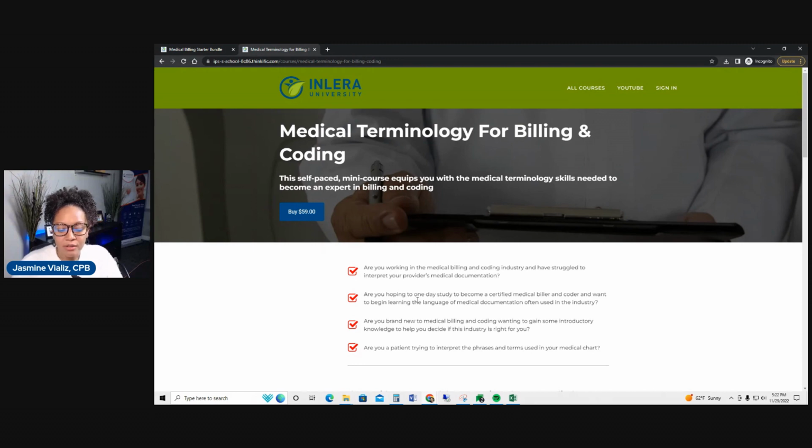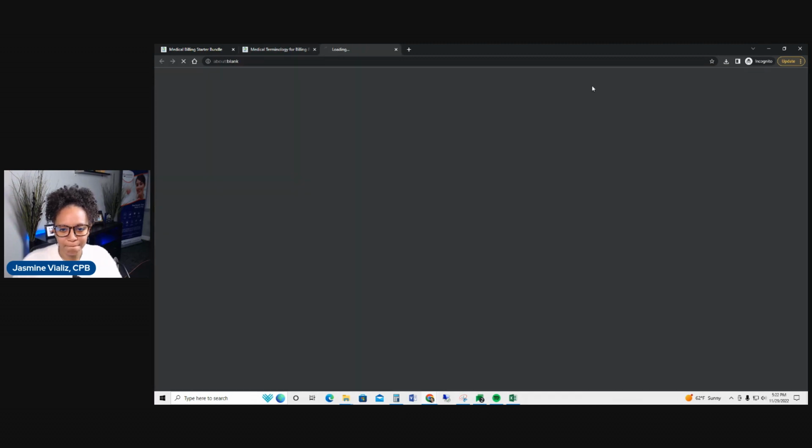Also, very useful if you are in a role outside of billing. So perhaps a receptionist or another supportive role in the back office where you need to have an understanding of terminology to help to serve the folks in your practice just a little bit more deeply. All right, so that is our medical terminology for billing and coding.